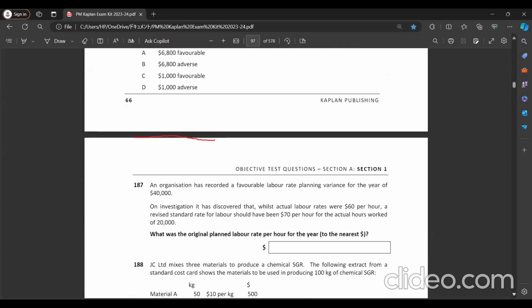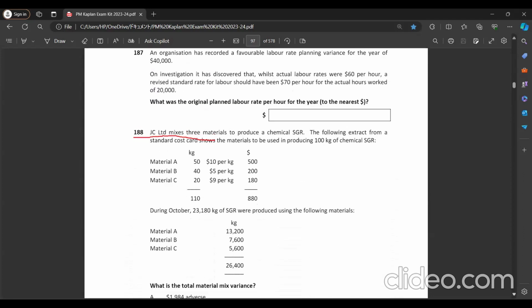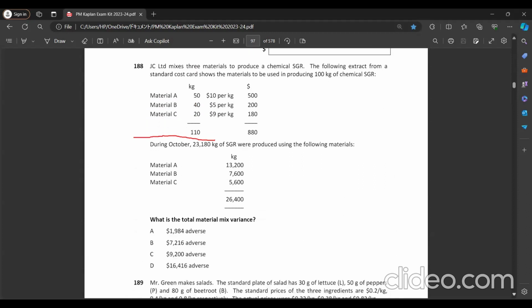So question number 188 is on material mix variance. Let's take it up first. The question says JC Limited mixes three materials to produce a chemical SGR. The following extract from a standard cost card shows the materials to be used in producing 100 kgs of chemical SGR.